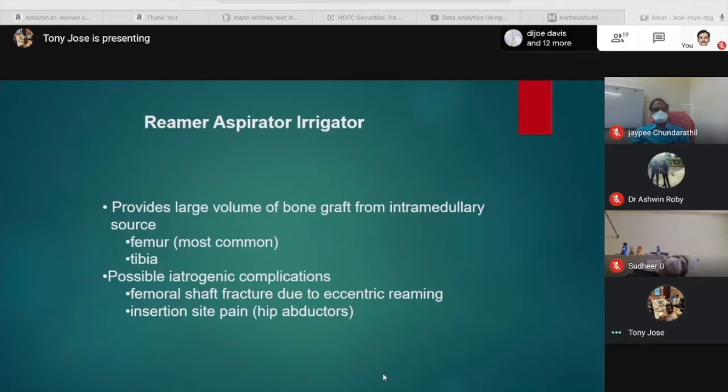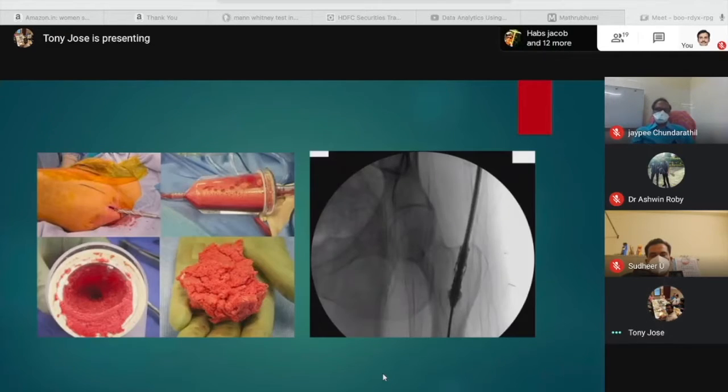This is continuation of yesterday's discussion. First is reamer aspirator irrigator. It provides a large volume of bone graft from the intramedullary source. The femur is the most common, and the tibia is another source. Possible iatrogenic complications are femoral shaft fractures due to eccentric reaming and insertion site pain. That is on the hip adductors. These are the clinical images of the procedure of bone marrow aspiration.